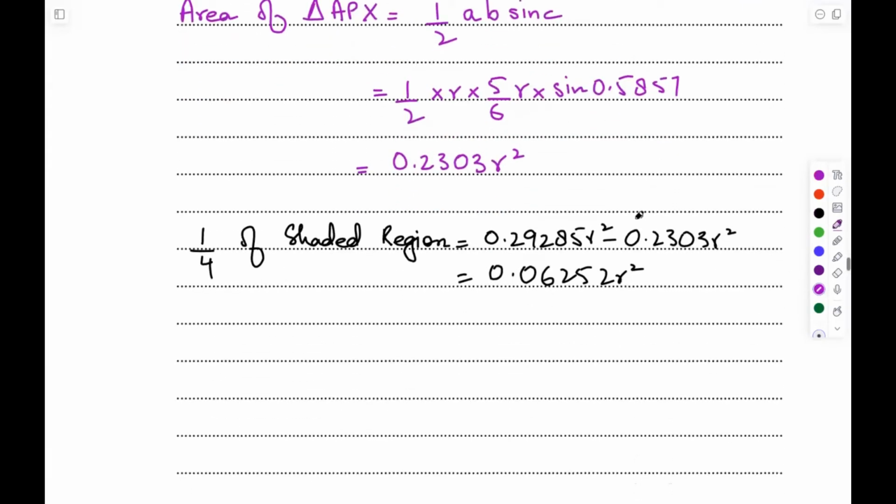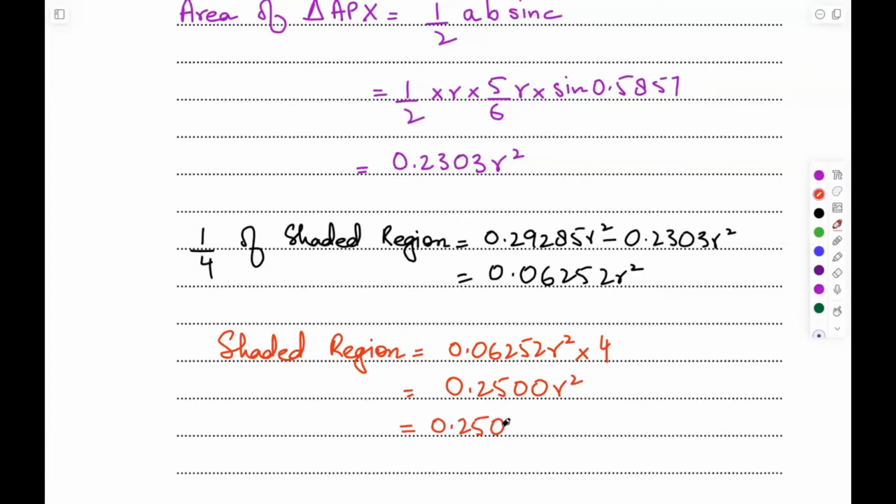So the final answer for the shaded region will be, the area of the shaded region will be equal to 0.06252 r squared multiplied by 4, which will be equal to 0.2500 r squared. So we can leave our final answer as 0.250 r squared to 3 significant figures, for the area of the shaded region in terms of r squared.